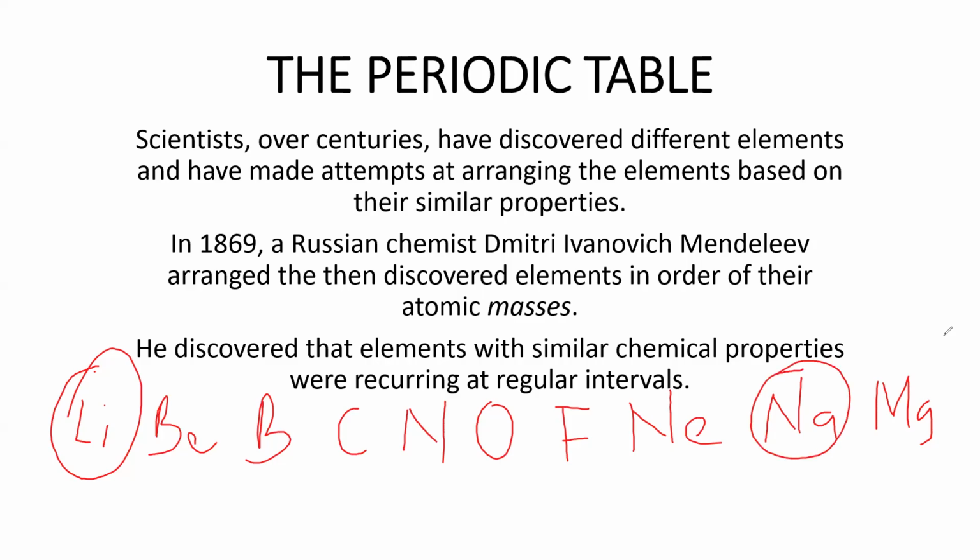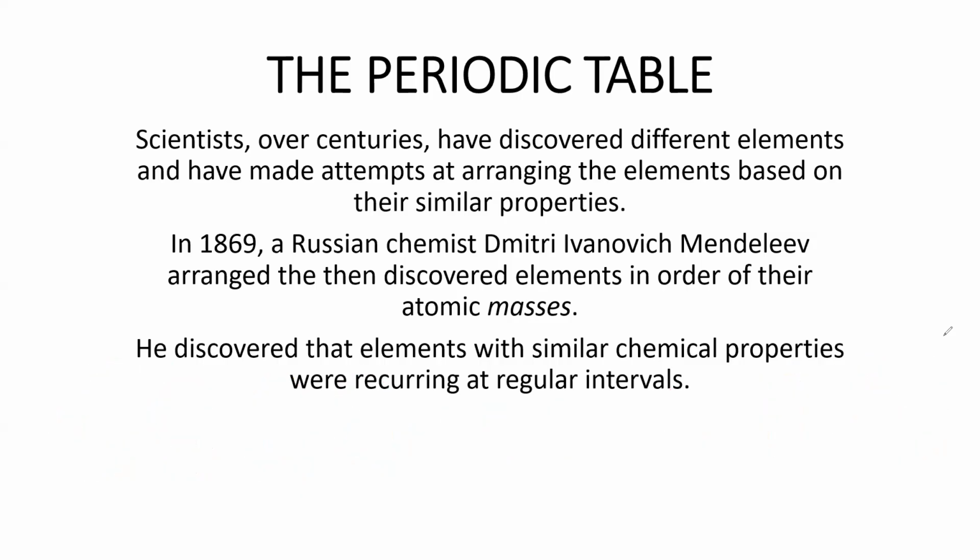Now, Mendeleev discovered that lithium and sodium were reacting in the same way. And he was like, wow, let me try the next element after lithium, beryllium. He noticed that beryllium and magnesium were acting in the same manner. Boron and aluminium had similar behaviors. Carbon and silicon had similar behaviors. And he decided to arrange all these elements in what we call the periodic table.